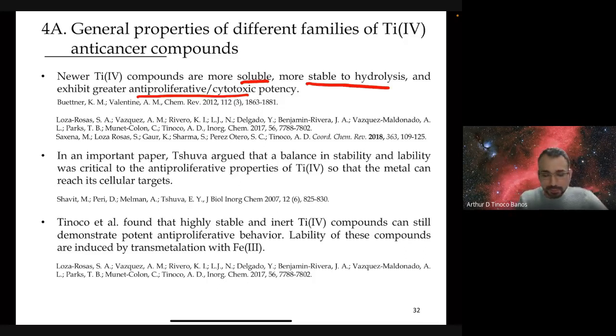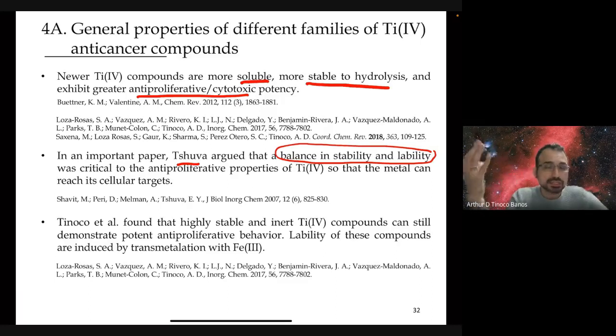In an important paper published by Shuva, she argues that a balance in stability and lability is critical to the anti-proliferative properties of titanium so that the metal can reach its cellular targets. That's something we have already been talking about throughout the course: you need that balance of stability and lability, because oftentimes a metal center has to reach a target. And so that compound needs to have some amount of ligand dissociation in order for the metal to be able to reach the target.